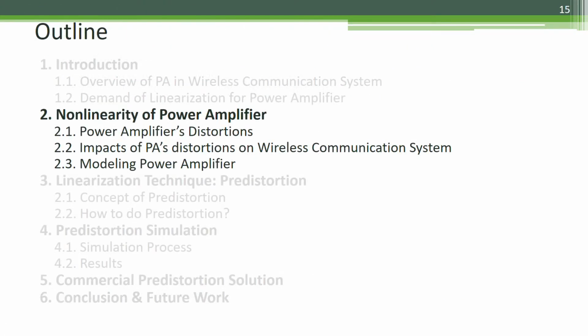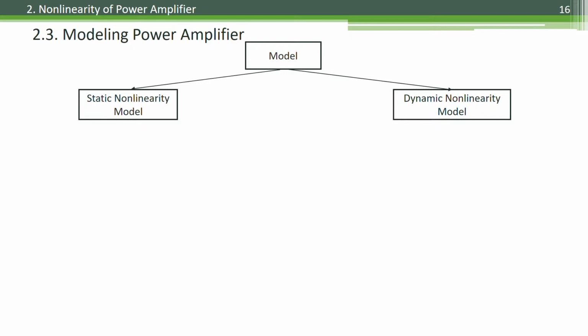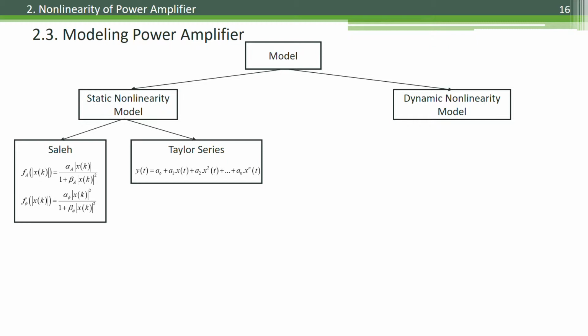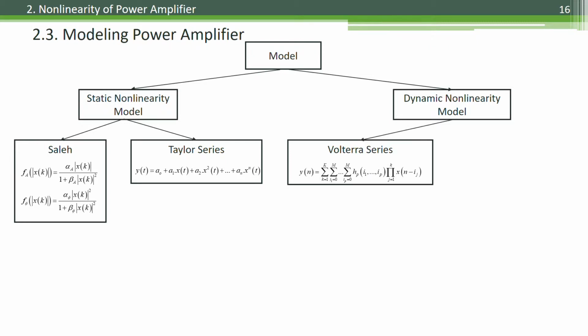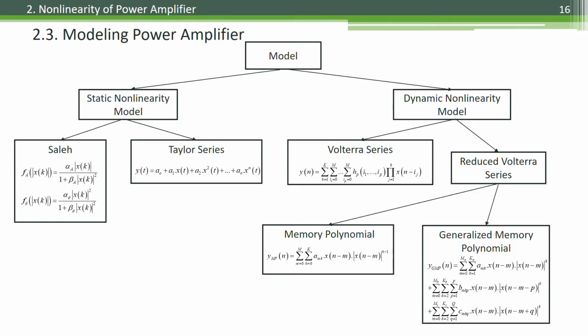We also need a model of the power amplifier. Models of the power amplifier can be classified into two types: static nonlinearity models, which only describe distortion without memory effect, and dynamic nonlinearity models, which include memory effect. In static nonlinearity models, we have the Saleh model, Taylor series, etc. And in dynamic nonlinearity models, we have the Volterra series and reduced Volterra series, for example, memory polynomial and generalized memory polynomial.